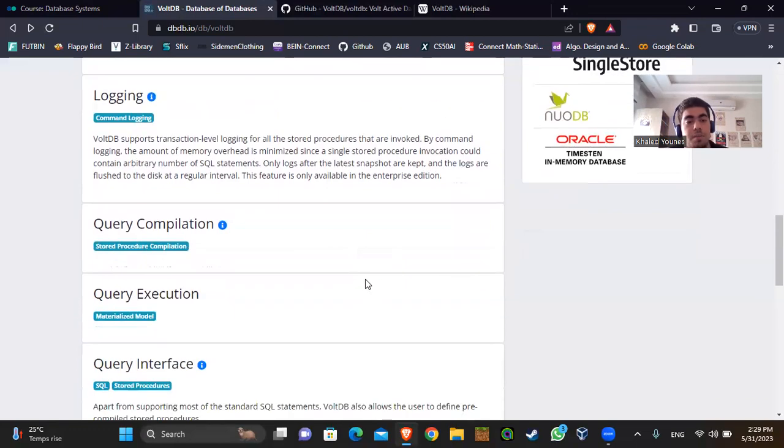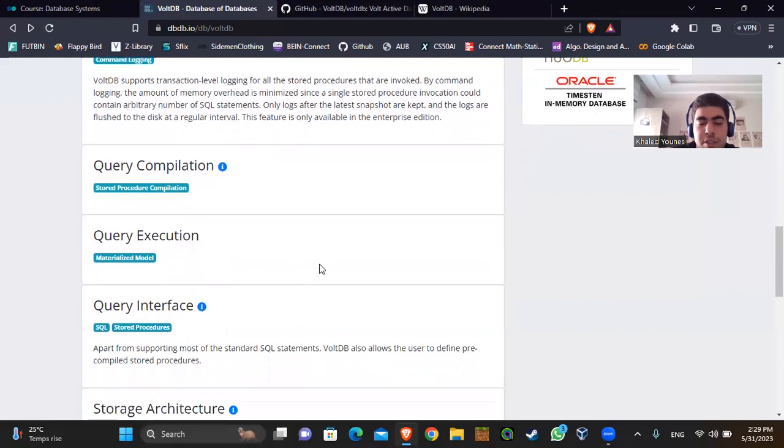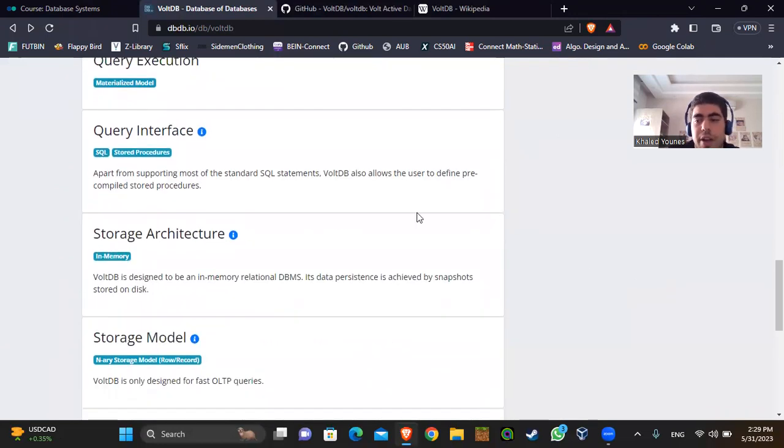Logging. Query compilation, query execution. Obviously, it has those features, so you can perform your SQL transactions as you wish. Query interface. Apart from supporting most of the standard SQL statements, VoltDB also allows the user to define pre-compiled stored procedures. This is really useful. Why? VoltDB is not only for real-time transactions. You can use pre-compiled procedures, and you can insert them on the VoltDB, and it will work as well.